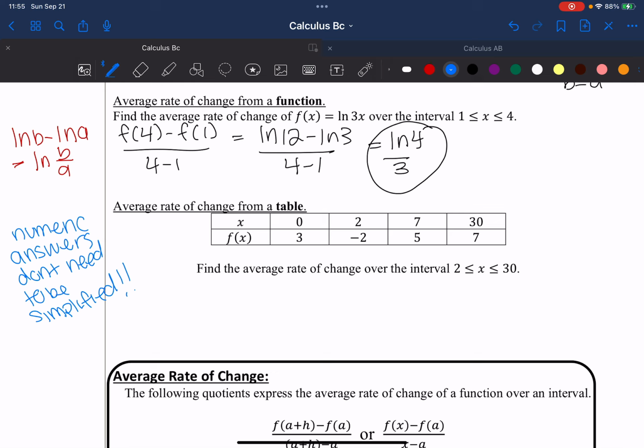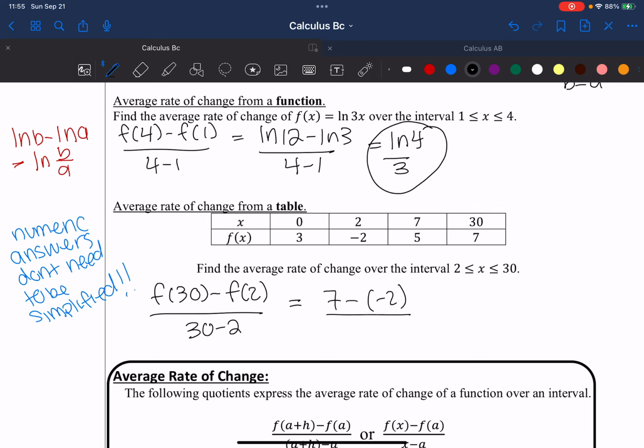Okay. Now let's say average rate of change from a table. So it says find the average rate of change over the interval of 2 to 30. So that's the same as saying f of 30 minus f of 2 over 30 minus 2. F of 30 is 7 minus f of 2, which is negative 2 over 28. So this gives us 9 over 28.